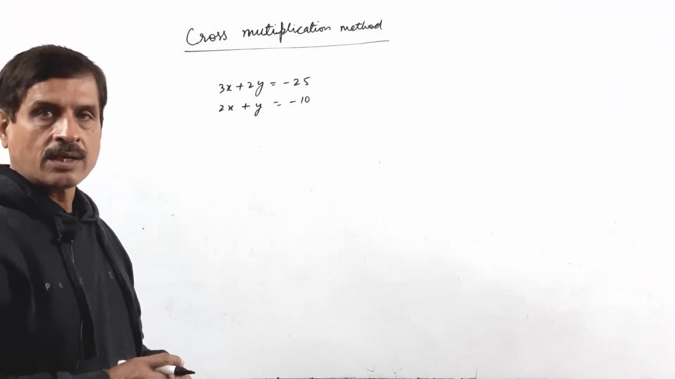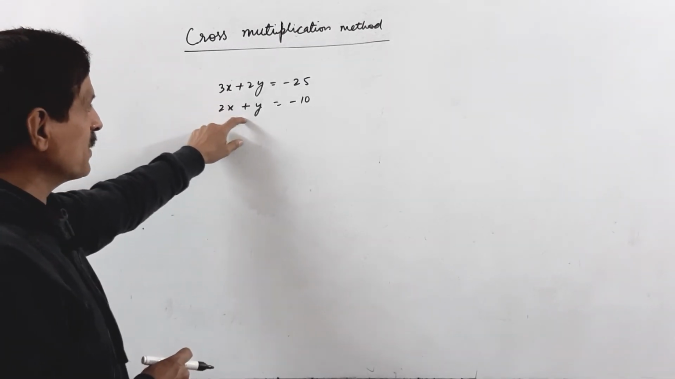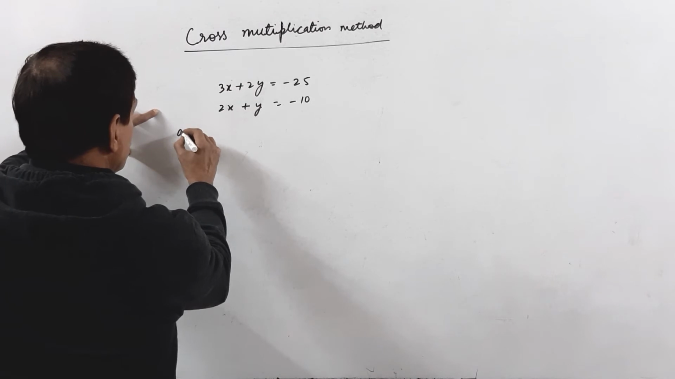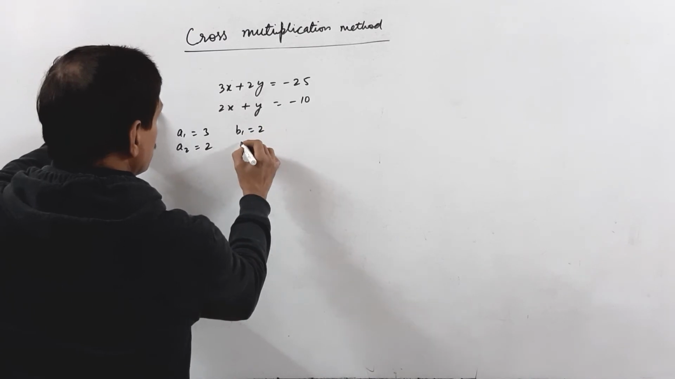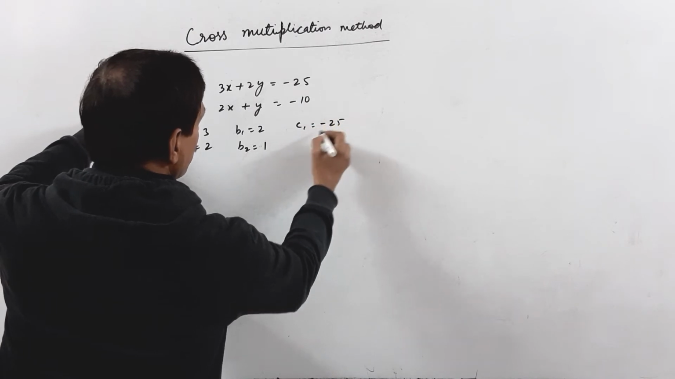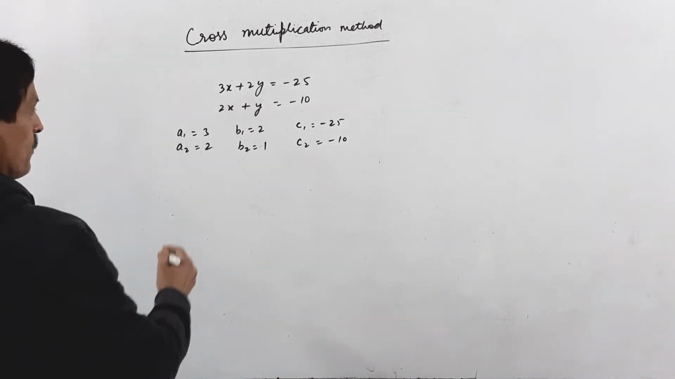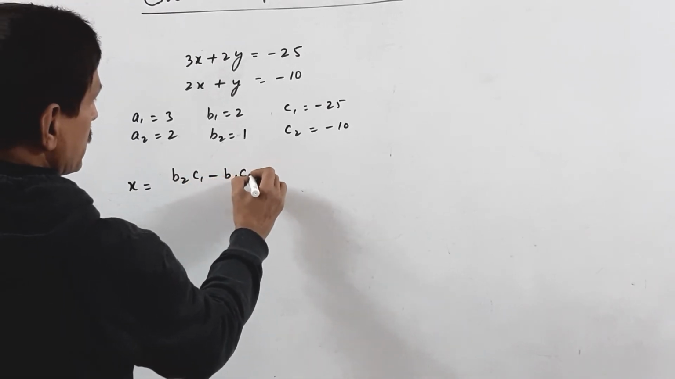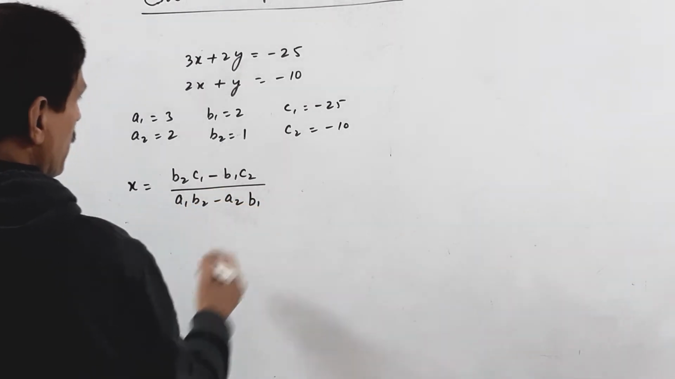Now we consider an example. 3x plus 2y is equal to minus 25 and 2x plus y is equal to minus 10. We write down the coefficients: a1 is 3, a2 is 2, b1 is equal to 2, b2 is equal to 1, c1 is minus 25 and c2 is equal to minus 10. Now using the formula, x is equal to b2 c1 minus b1 c2 upon a1 b2 minus a2 b1.